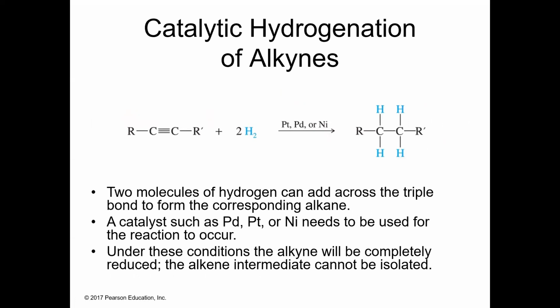Okay, so one example is catalytic hydrogenation. Okay, we saw that we could convert alkenes into alkanes using hydrogen and a nickel, palladium, or platinum catalyst. Okay, using 2 equivalents of hydrogen, we can produce an alkane from an alkyne. Okay, under these conditions, the alkyne will be completely reduced. Okay, the alkene intermediate, where we add just 1 equivalent of hydrogen, cannot be isolated. So this goes all the way to the alkane.